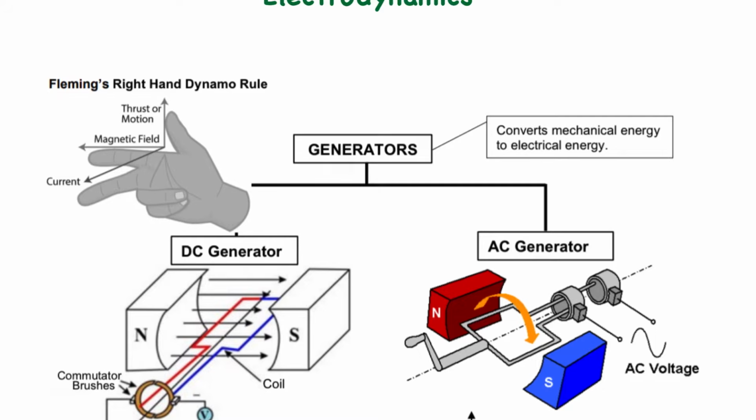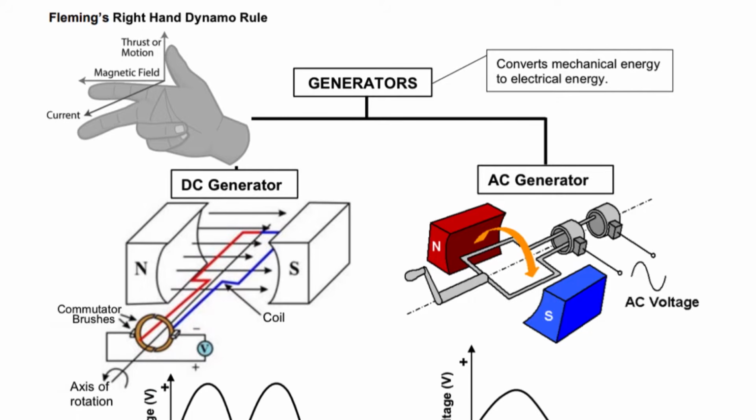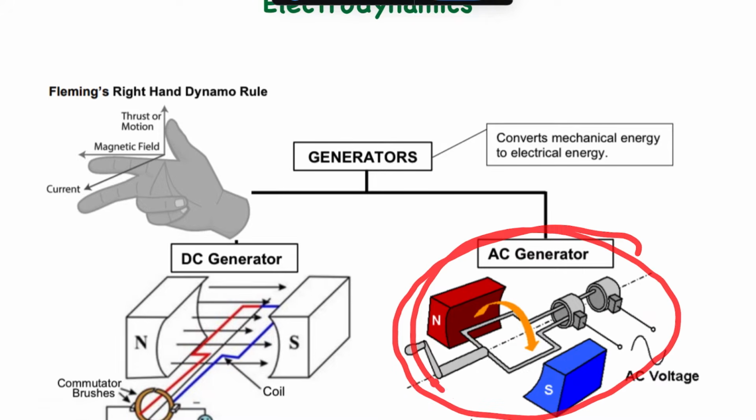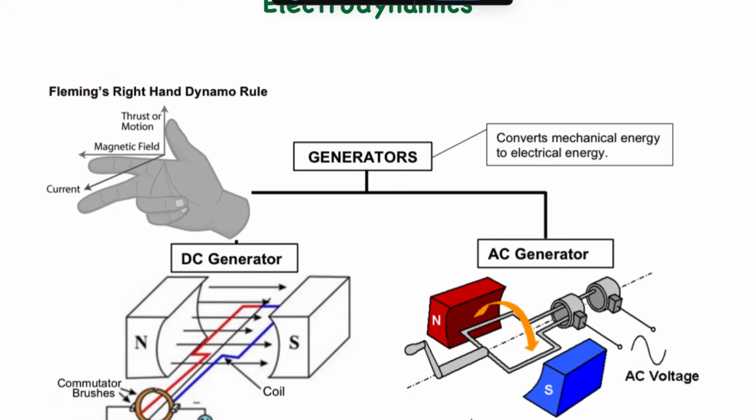What does the word AC mean? AC means alternating current, which means it's a generator that has a current that is alternating, that changes direction, right? So the current here changes direction every half a cycle. That's very important. In the generator, we're generating electricity.